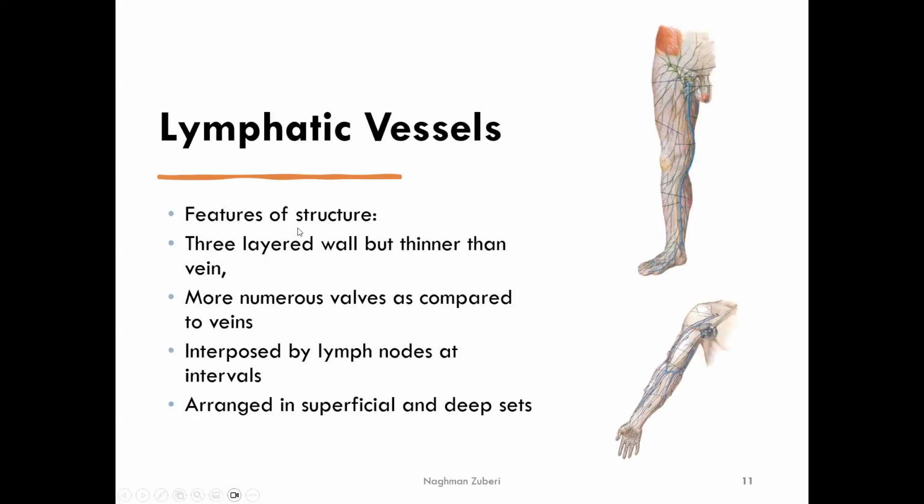Lymphatic vessels. Features of the structure of lymphatic vessels: they have a three-layered wall, but thinner than that of veins. Though some veins have valves, lymphatic vessels have valves more in number. They are interposed by lymph nodes at intervals, and they are arranged in superficial and deep sets.